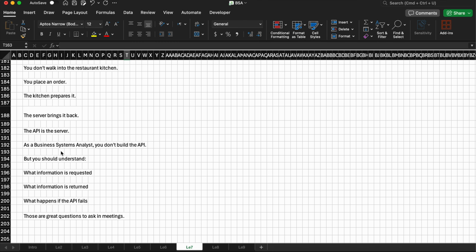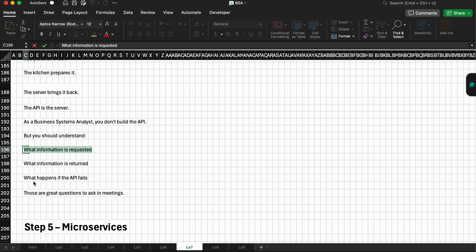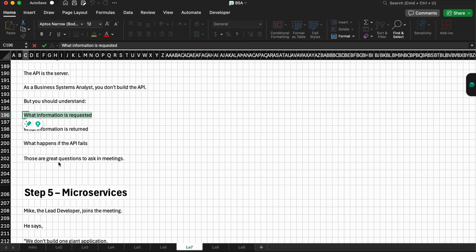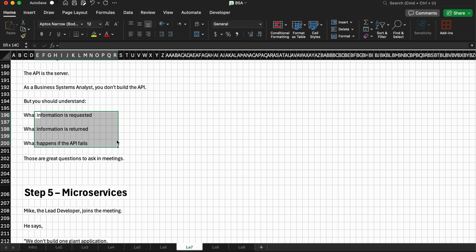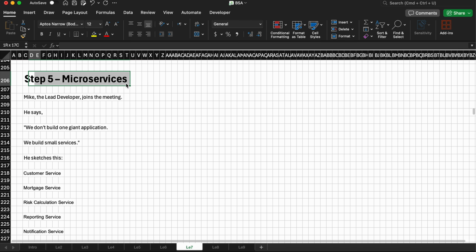As a business system analyst, you don't build the APIs, but you should understand what information is requested, what information is returned, and what happens if the API fails. Those are great questions to ask in the meeting. So if they are talking about APIs, you have to ask what the request is and what the response is. Next step is microservices.